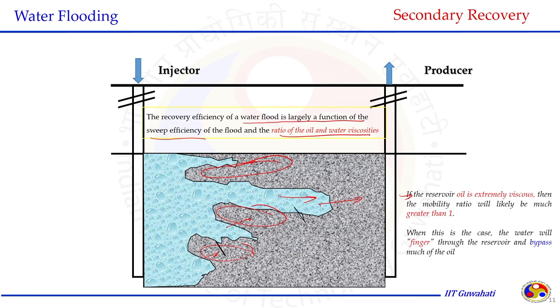So if the reservoir oil is extremely viscous, then the mobility ratio will likely be much greater than 1, and that is an unfavorable condition. When this is the case, the water will finger, so it will find channels, and this kind of fingering phenomenon will be seen through the reservoir and bypass much of the oil.